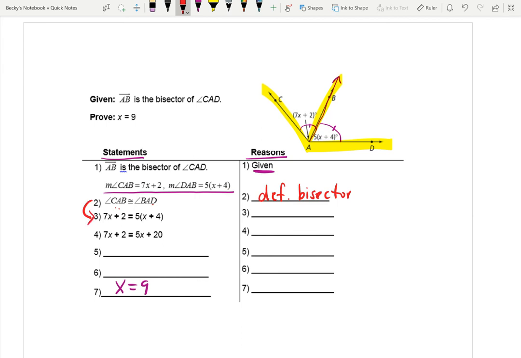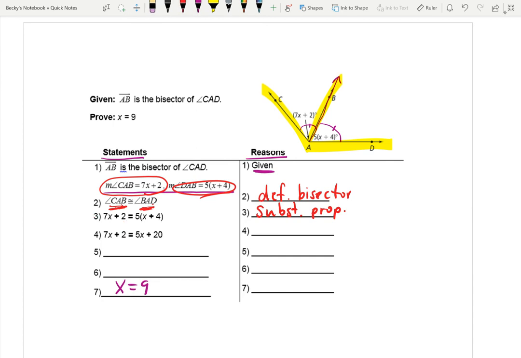Now, from step 2 to step 3, notice I'm going from names to values. So I can take the name out and replace it with its value. We talked about this last lesson. What's it called when you take it out and replace it? Is CAB the same thing as 7x plus 2? Of course it is. Is angle BAD really 5 times quantity x plus 4? Of course it is. So I'm going to take out the name, replace it with the value. So this is called the substitution property. And notice I didn't write sub. It's the substitution. So either write out the word or at least put the ST at the end.